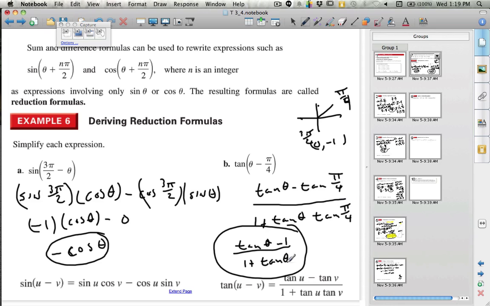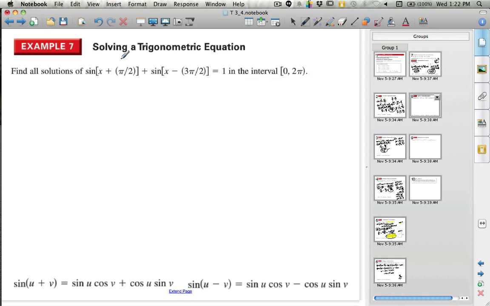Okay, so when we simplify this out, this is where we end up. If I want to work with this problem, we're going to solve the trig function in this interval from 0 to 2 pi, so once around the circle. And we've got a sum sine formula and a difference sine formula. So I've got these written down here.